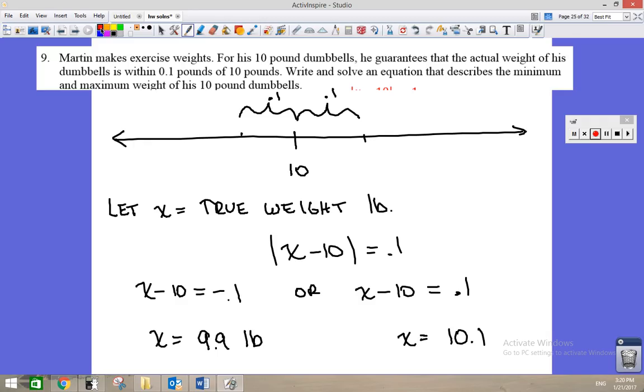So those are our two answers. You know that 9.9 and 10.1 are 1/10 of a pound away from that target, that stated center value, the ideal value, the origin, what we wanted to originate from.